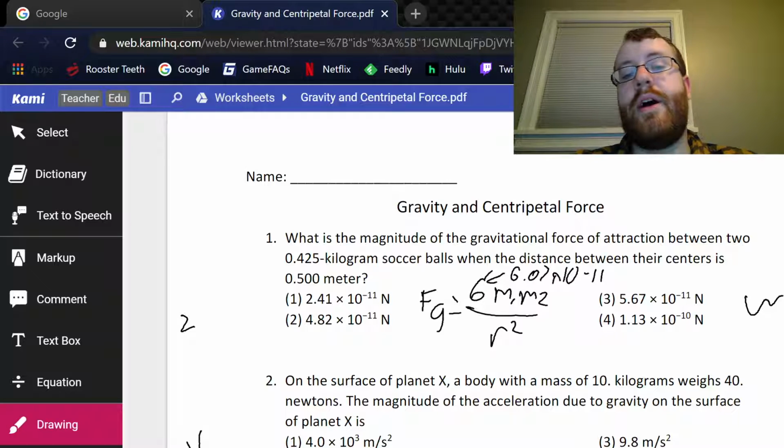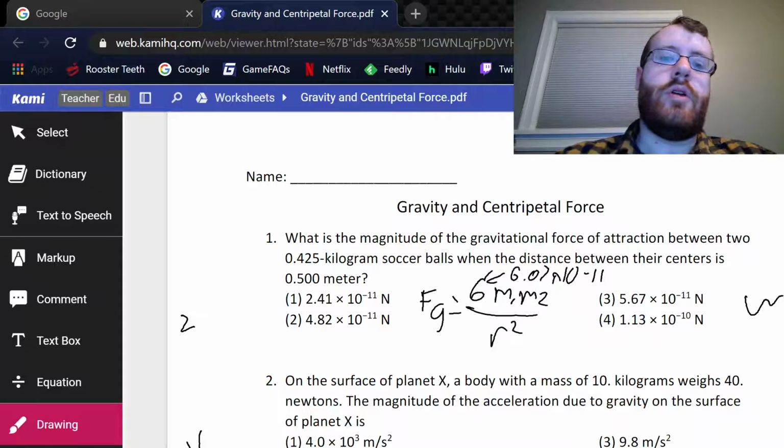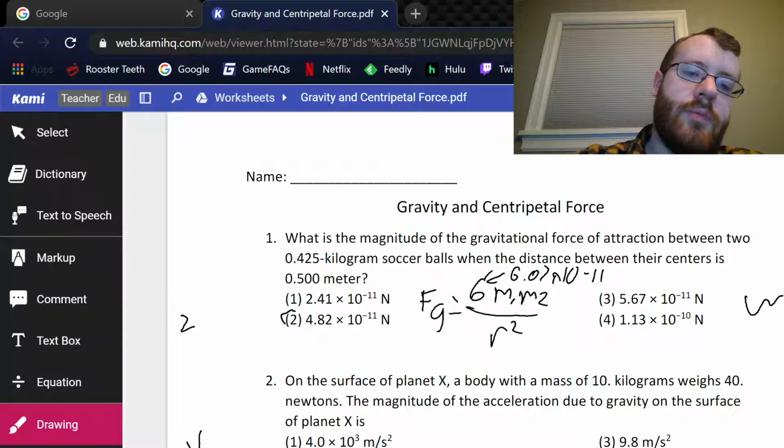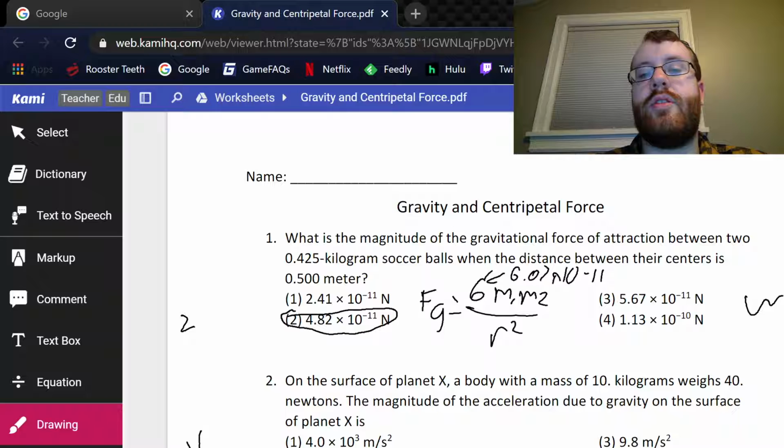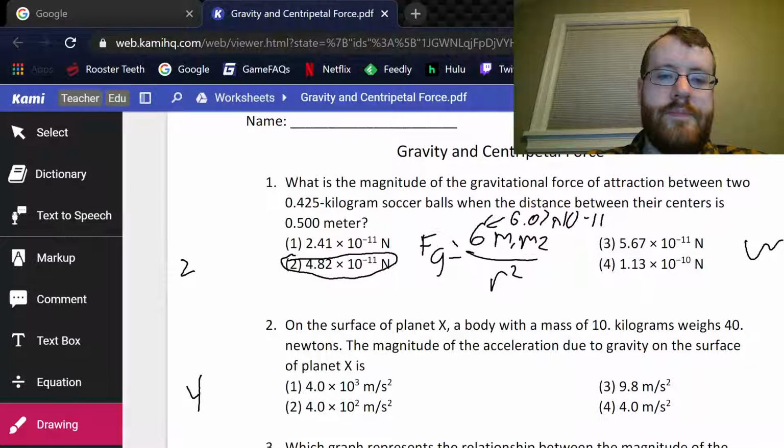Now the key thing to keep in mind is that the radius is squared. That's one that people often forget. If you plug it all in correctly, you should be getting choice 2 as the answer.